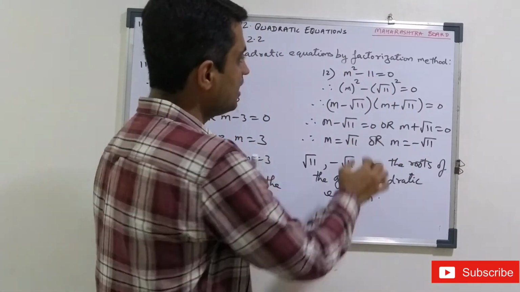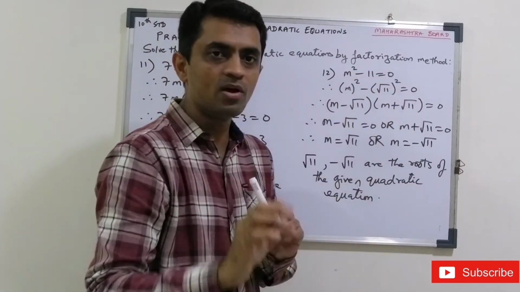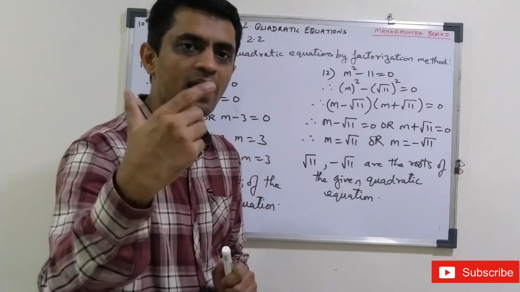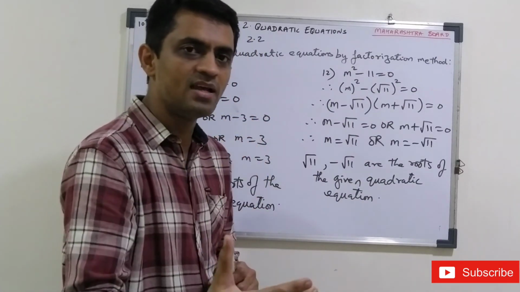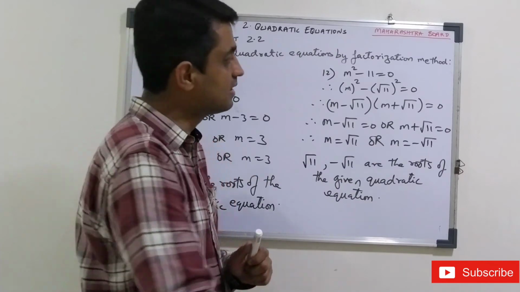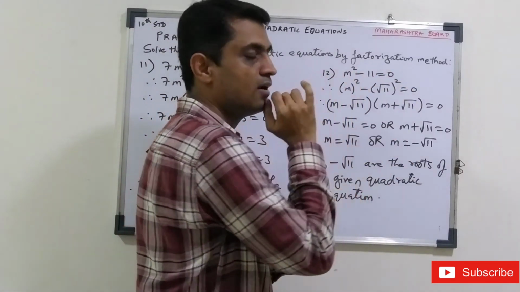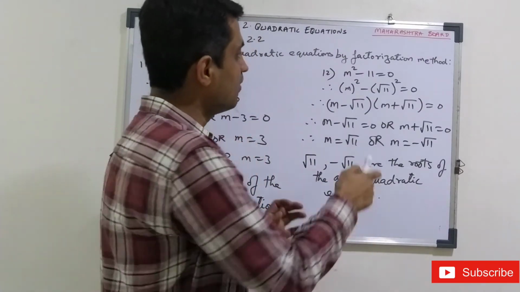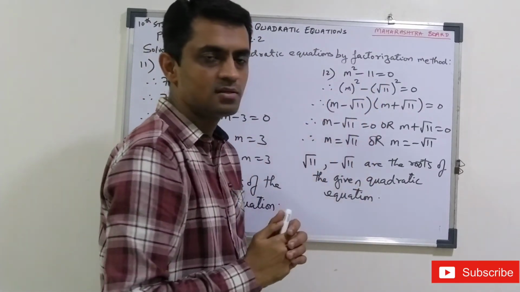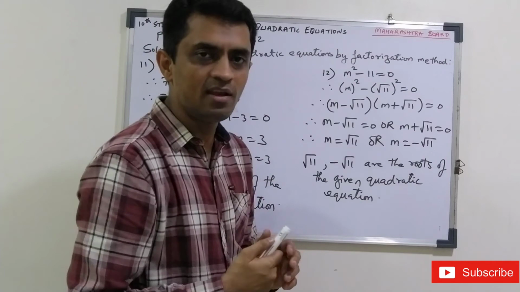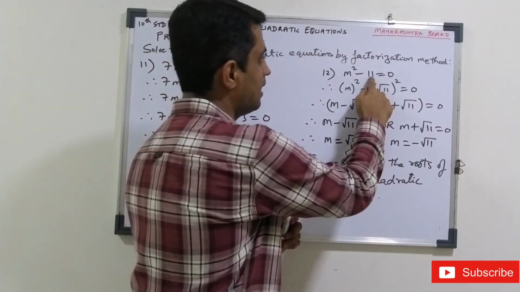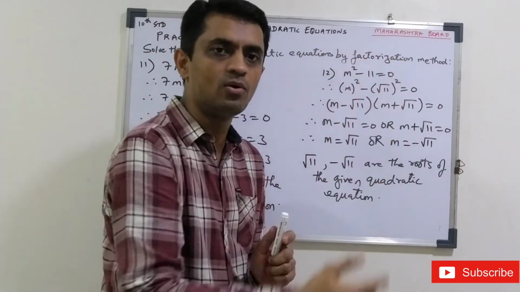We are just writing it in the form of a square, because we have to write in the form of a square minus b square. That is a minus b, a plus b. For that reason we are writing this way. So 11 is written as what? Root 11 the whole square. So whenever you find such type of numbers which are not square of any number, you can do this way. 11, you can write it as root 11 the whole square.